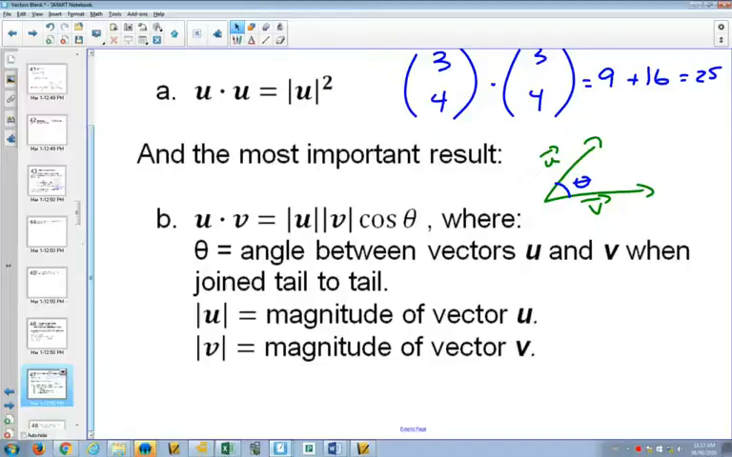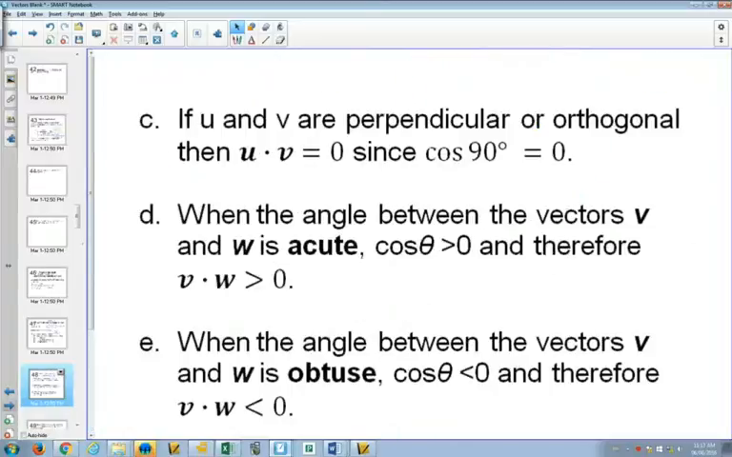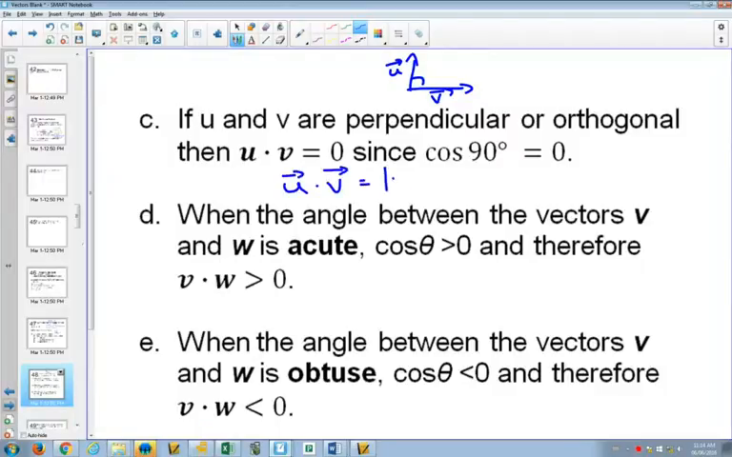Now, we're not going to go through a complete proof of why that happens right now, but with this, we can notice certain things really quickly. If u and v are perpendicular, in other words, if you have one vector this way and one vector this way, so that the angle between them is 90 degrees. Well, from our unit circle last year, we learned that cos of 90 degrees is equal to 0. And since u dot v is equal to the length of u times the length of v times cos of theta, and if this is equal to 0, that means u dot v has to equal 0 as well.